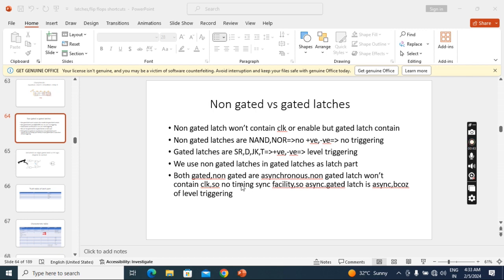Both gated and non-gated latches are asynchronous. Because in non-gated latches there is no clock, there is no timing synchronization, so that's why they are asynchronous. But in gated latches there is a clock, but it works with the levels. That's why they are asynchronous even though there is a clock. Because of working with the levels, there is a change in the output at any instant of the level. That's why asynchronous.